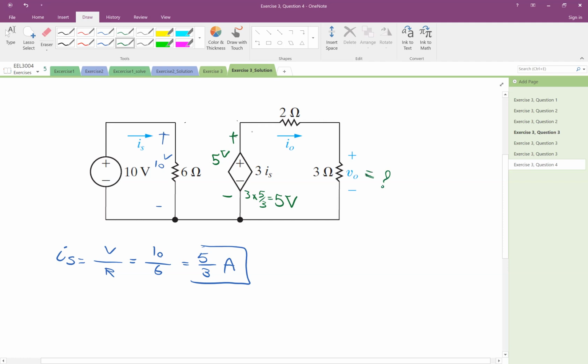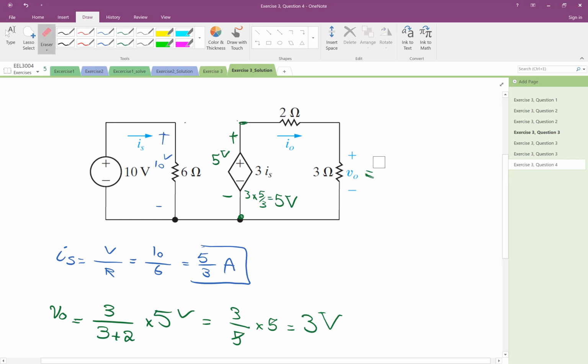Now hopefully everybody sees that this is just the voltage divider, right? So I know the voltage here. There are 2 resistors. So VO is 3 divided by 3 plus 2 times 5 volts. So 3 over 5 times 5 is equal to 3 volts. Therefore VO is 3.